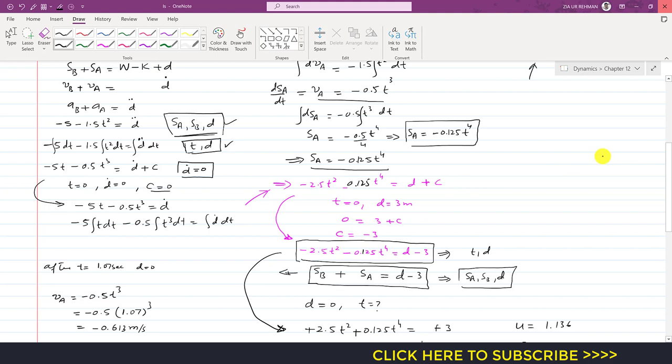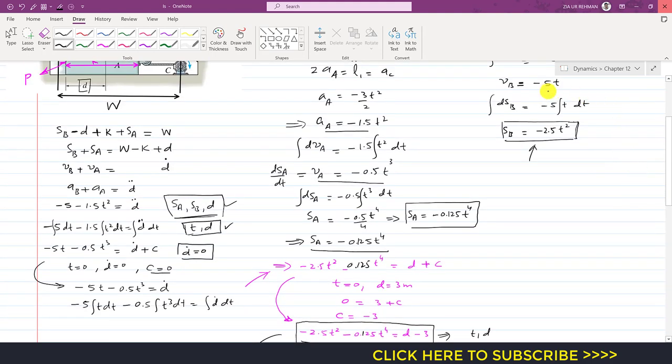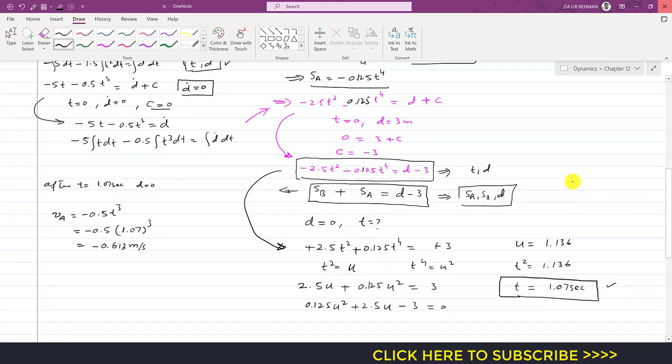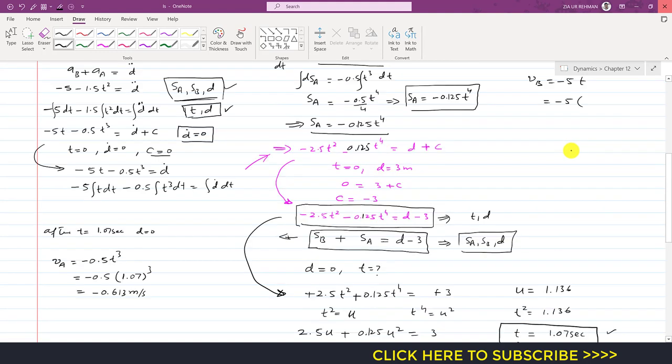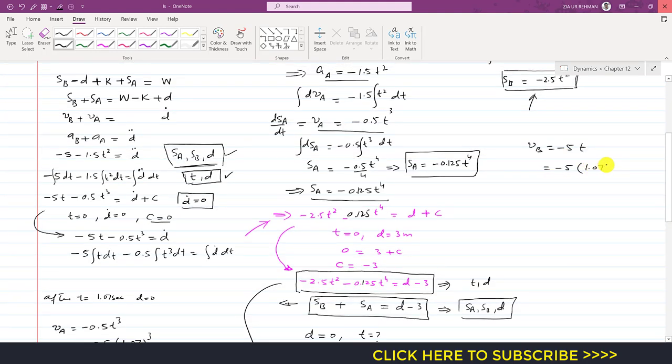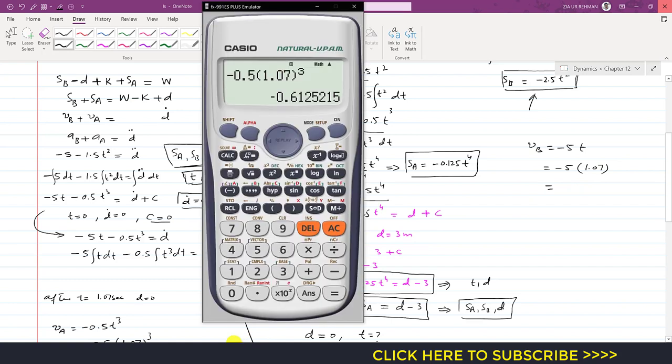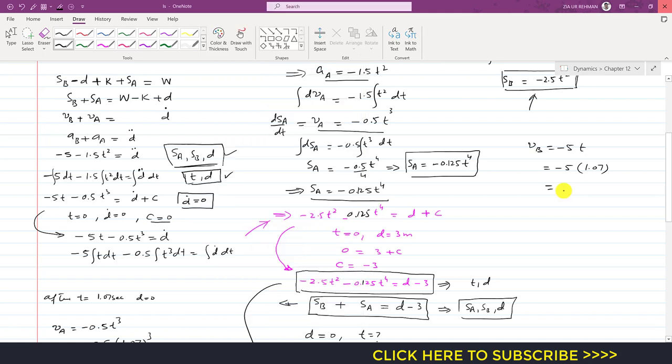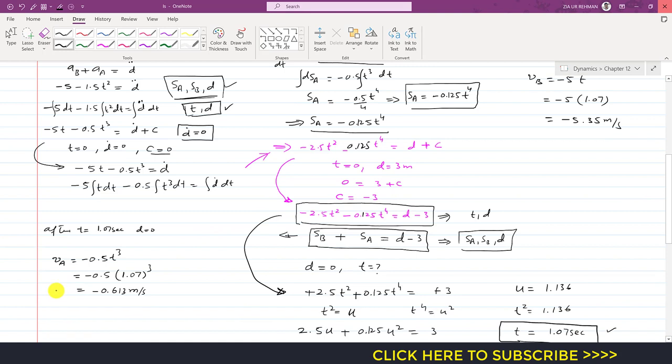And similarly, VB is minus 5t, right? So VB is minus 5 into t, and t is 1.07 second. So minus 5 into 1.07 is minus 5.35 meter per second. So now this is the solution of this particular problem, right?